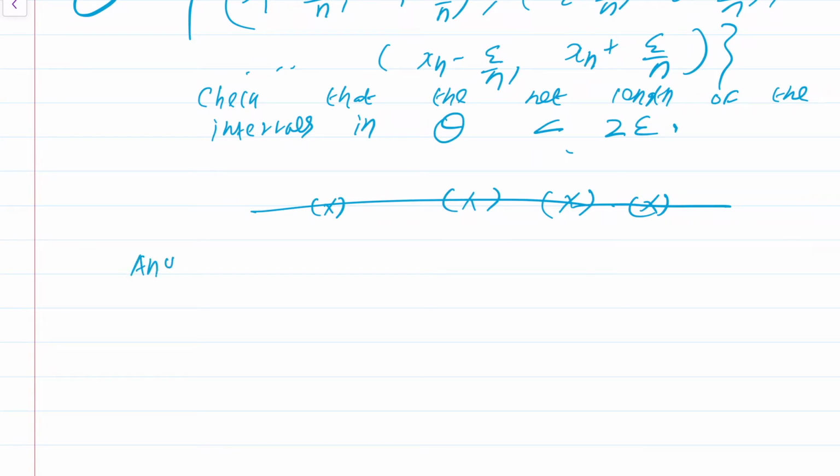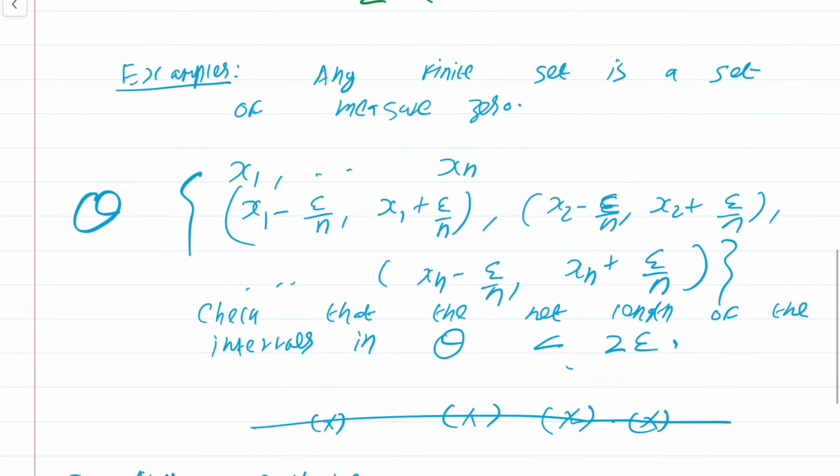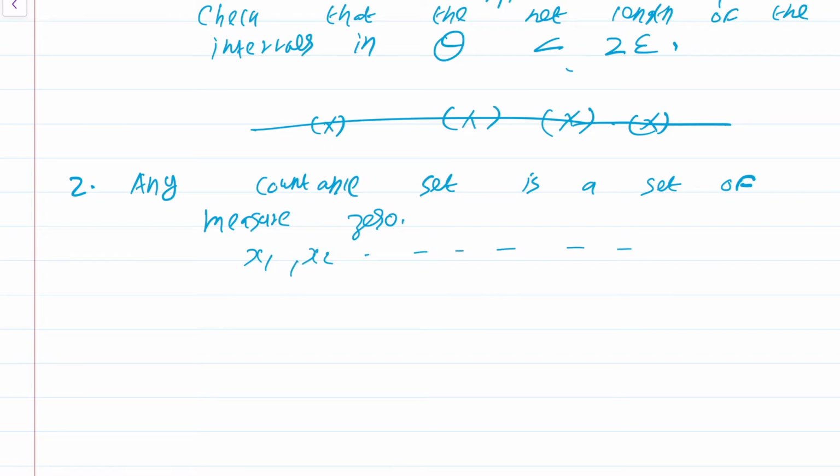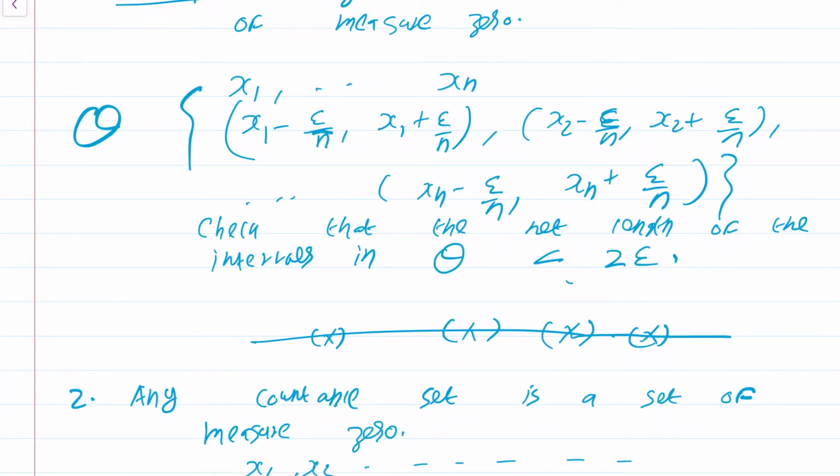Extending this, any countable set. So let me call this 2, let me call this 1. Any countable set is a set of measure 0. This is also not too hard to see. What you do is you enumerate this as x1, x2, dot dot dot, so on. You'll make it a list, because it's a countable set, you can list it. Now the problem is there is no factor of n in the denominator that you could use to normalize it. Well, that really doesn't matter.